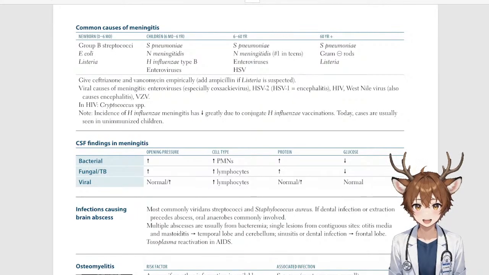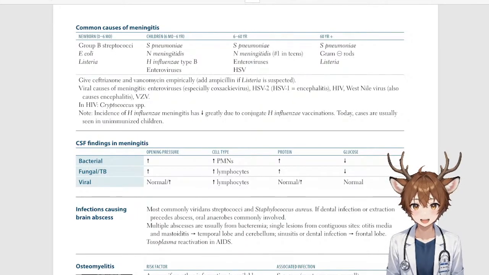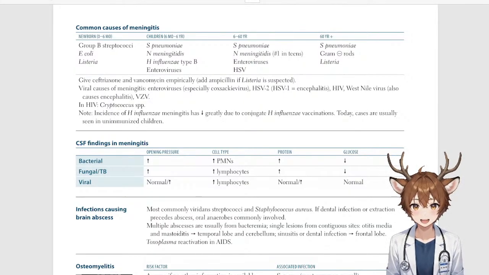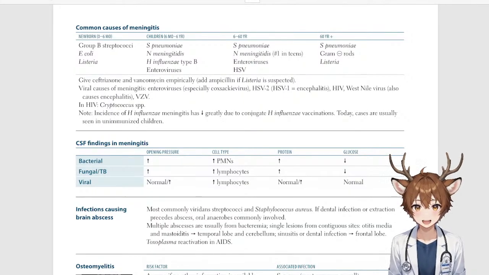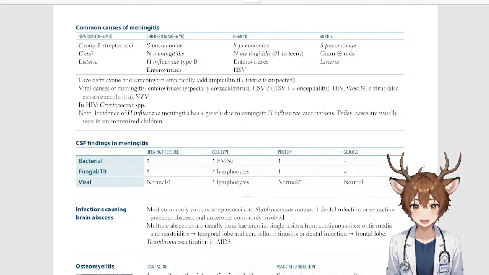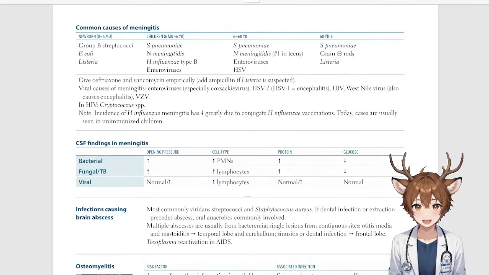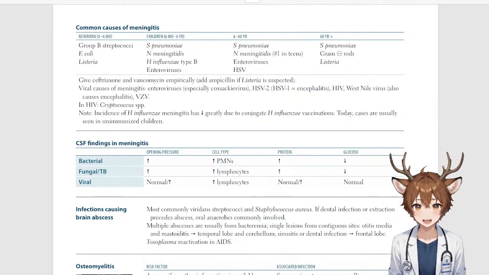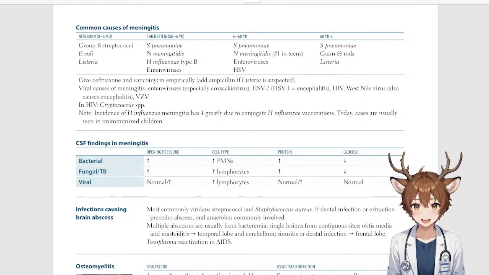It says here, give ceftriaxone and vancomycin empirically, add ampicillin if Listeria is suspected, add acyclovir if viral encephalitis is suspected. Viral causes of meningitis: enteroviruses, especially Coxsackie virus. So these are bacterial causes as far as I'm aware. Well, HSV, that's not bacterial, that's viral. And enteroviruses are obviously also viral. Okay, whatever. Ignore that statement.